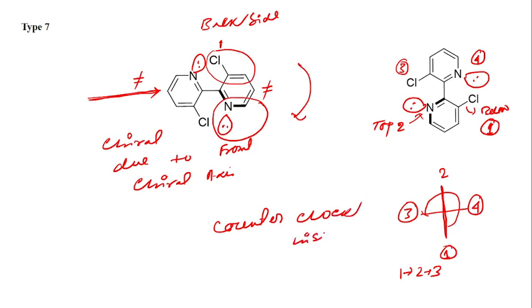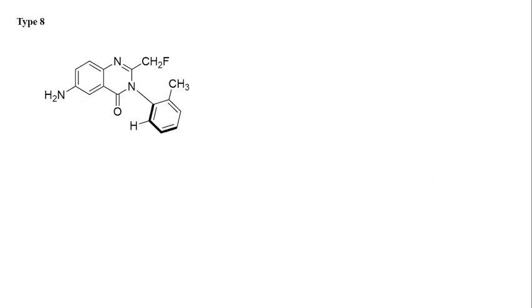Counterclockwise. Hence, this is S, and with the descriptor A means axial. So this is another type. Now this is the type 8. Type 8, what is that?